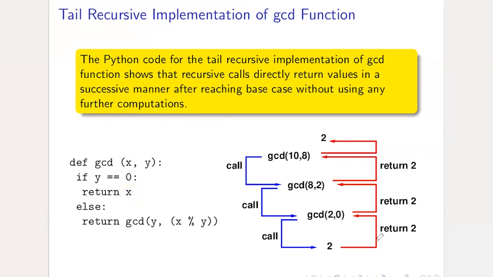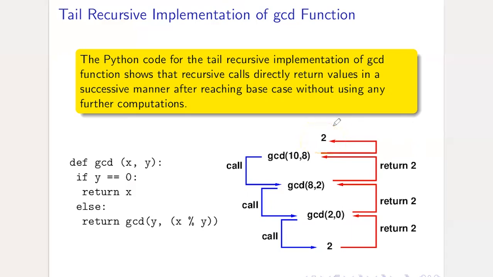Then you can see that immediately they keep returning. There are no other computations happening. Just return, return, return, return. Therefore there is no requirement to implement this using subroutine calls. You can implement this using jump instructions. Of course the final answer is 2.